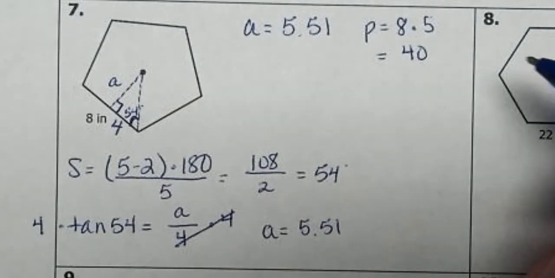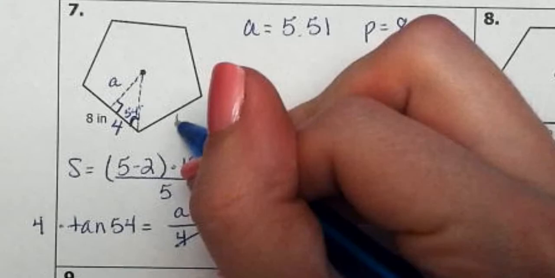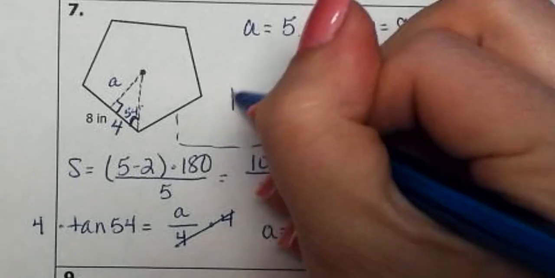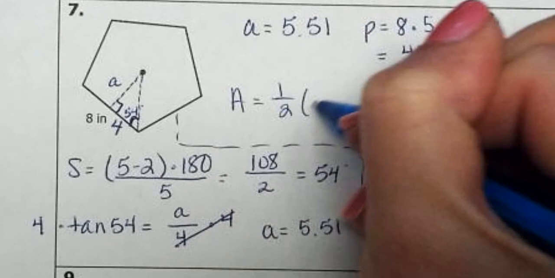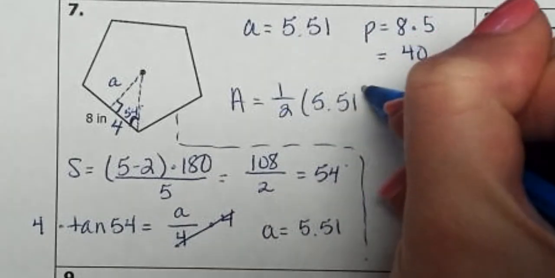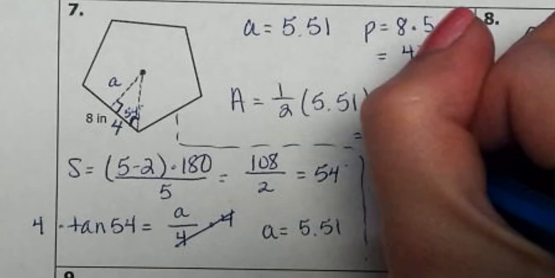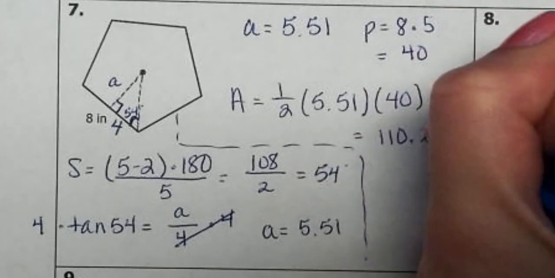So now I have all the information that I need to plug it into my area formula. So my area formula is 1/2 times 5.51 times 40. And I get 110.2 inches squared.